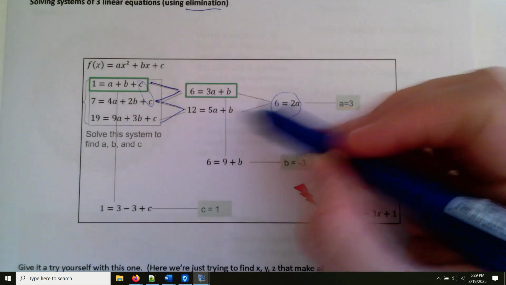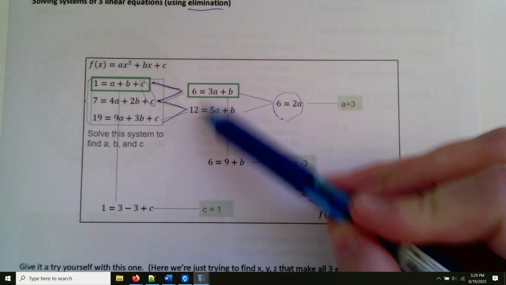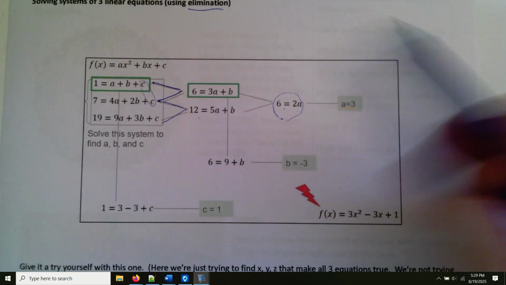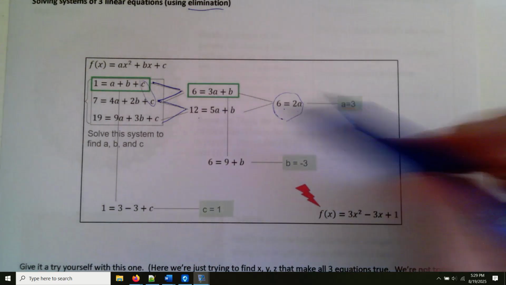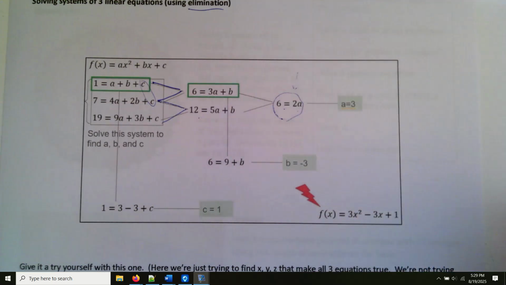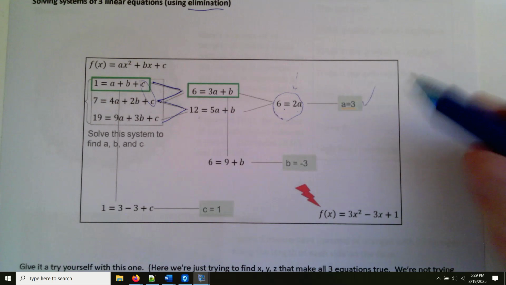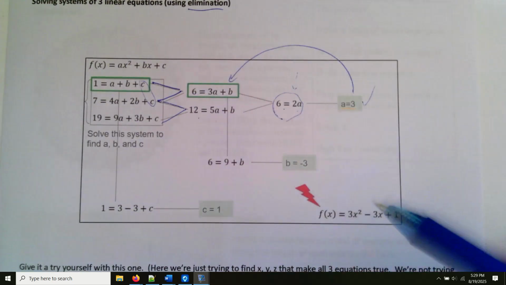I'm going to subtract again. So 12 minus 6 is 6, 5a minus 3a is 2a, b minus b is 0. And so now I've got one equation with one variable that I don't know. So now I can isolate it, and I know a is 3. Just plug a back into any equation you want.